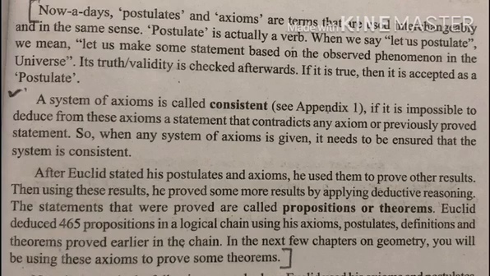After Euclid stated his postulates and axioms, he used them to prove other results. Then using these results, he proved some more results by applying deductive reasoning. The statements that were proved are called propositions or theorems. Euclid deduced 465 propositions in a logical chain using the axioms, postulates, definitions and theorems proved earlier in the chain. In the next few chapters on geometry, you will be using these axioms to prove some theorems.